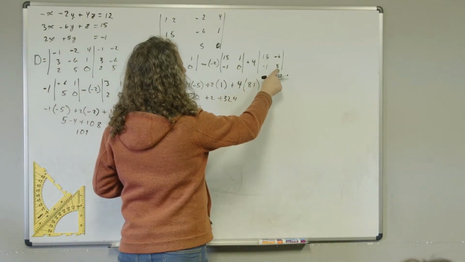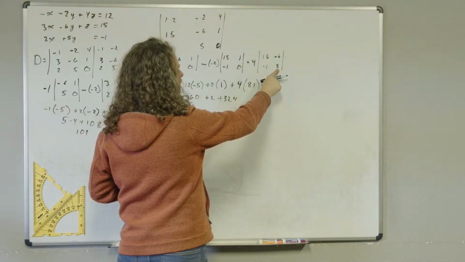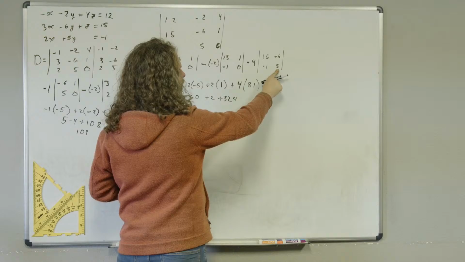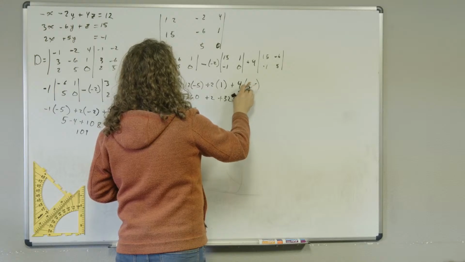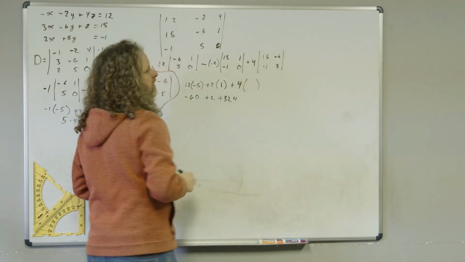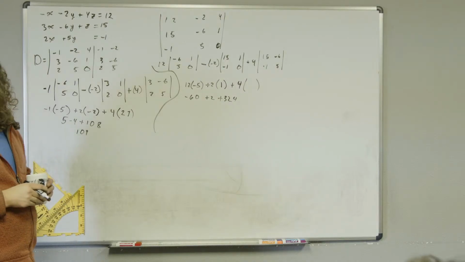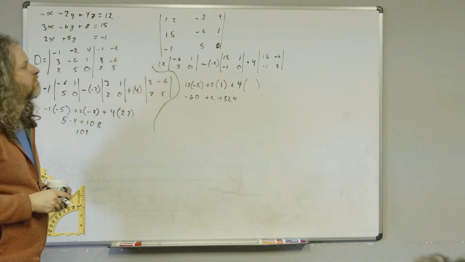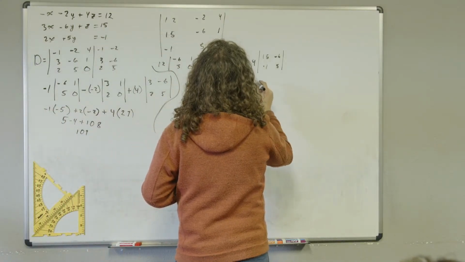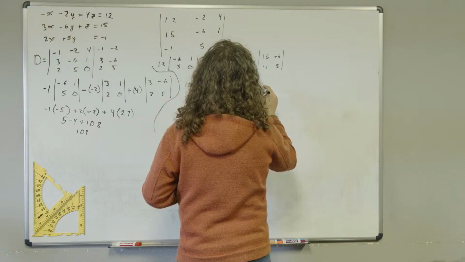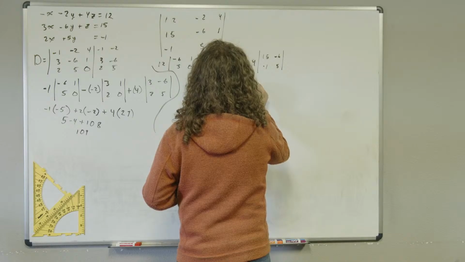15 times 5 is 75 minus 6. Why is it minus? Because negative 1 times negative 6 is positive 6, so 6 minus positive 6 is minus 6. It still got me 81. 15 times 5 is 75 minus. Oh, I did plus. Okay, never mind. So it'd be 69, right?